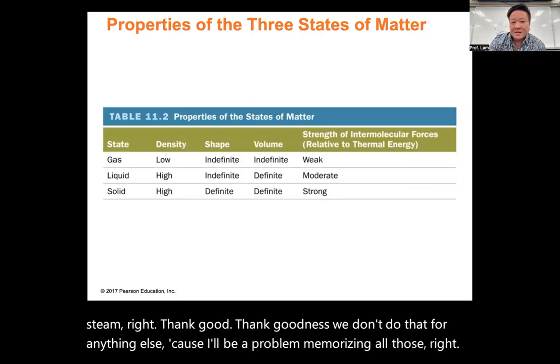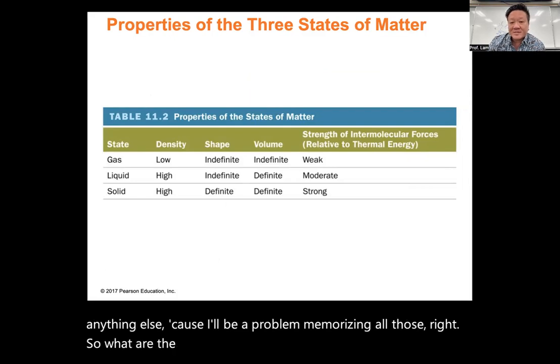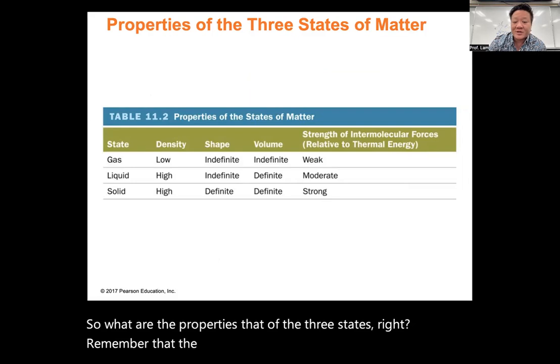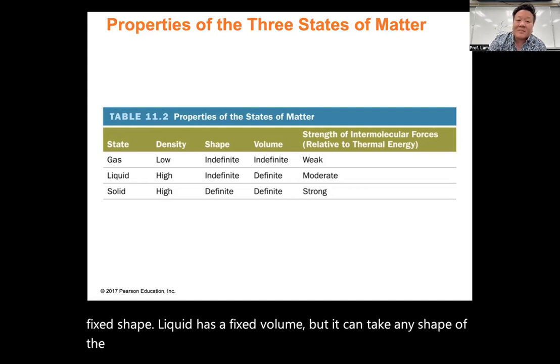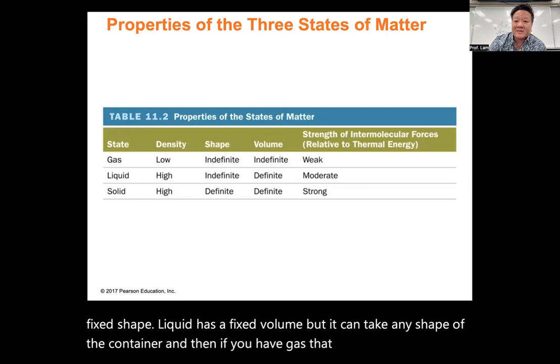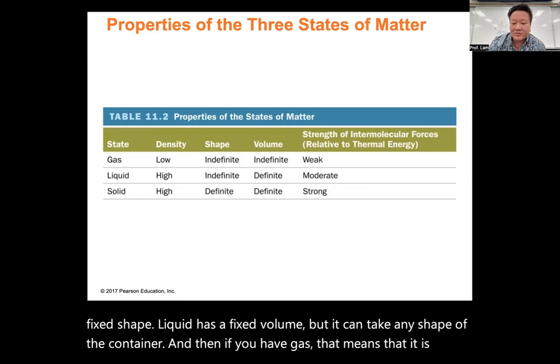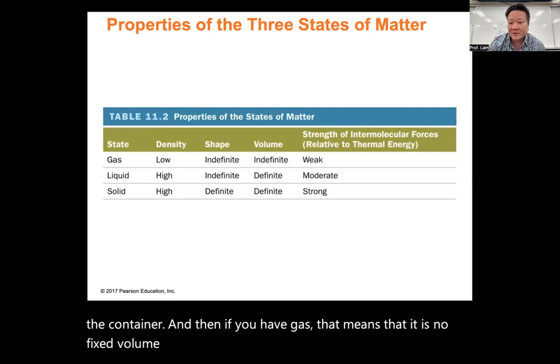So what are the properties then of the three states? Remember that the solid is very rigid and it has a fixed volume and fixed shape. Liquid has a fixed volume, but it can take any shape of the container. And then if you have gas, that means that it has no fixed volume and no fixed shape either.